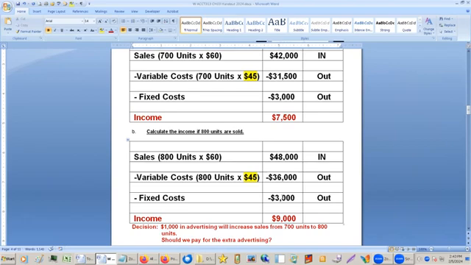What do you think? You're a business person. You're selling 700 units. You're making $7,500. Or someone comes to you and says they can increase from 700 to 800 if you pay an extra $1,000. Should you do it? You put it in chat. You can private it in chat to me if you want.